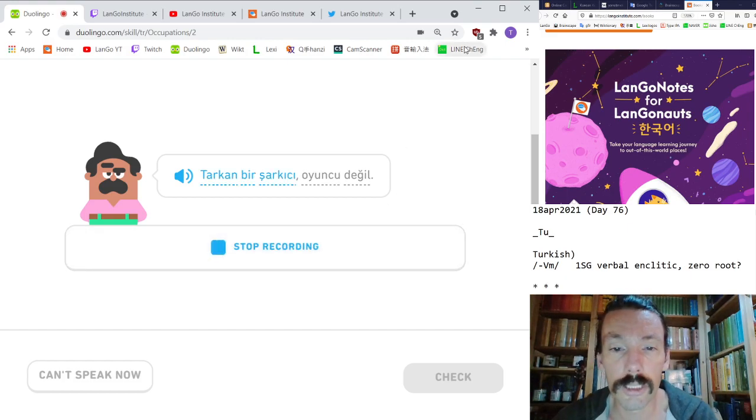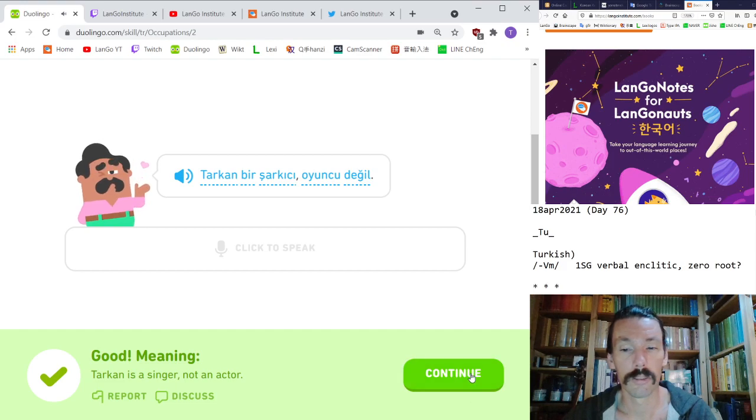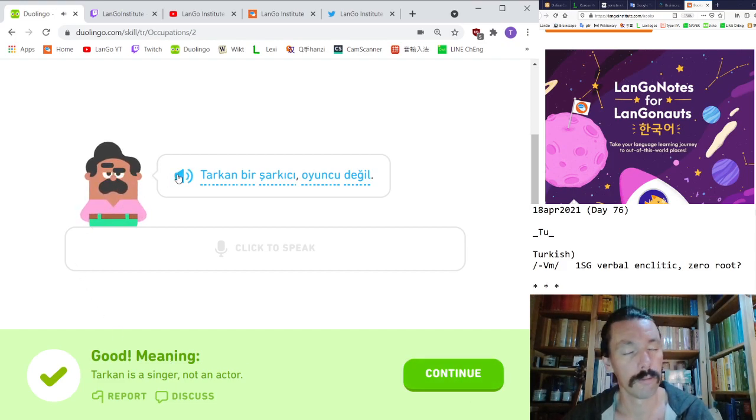Let's hear it. So I'm hearing a higher tone on the last syllables of Şarkıcı, and Değil here. Tarkan though, Tarkan bir şarkıcı, oyuncu değil. Sounds all high toned to me.